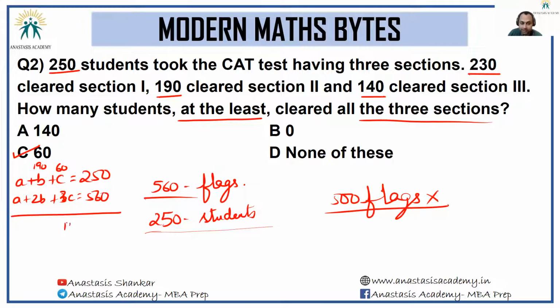60 into 3 gets me 180 here, and 190 into 2 gets me 380 here. So yes, life is chill. We are getting 560. We are happy with it.